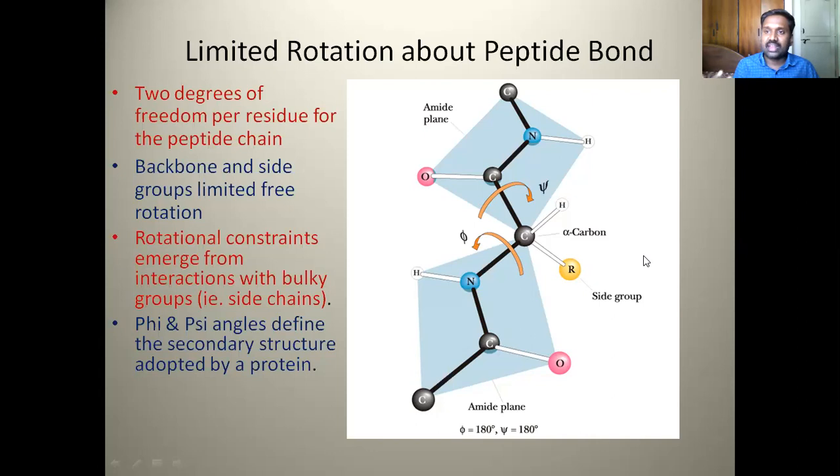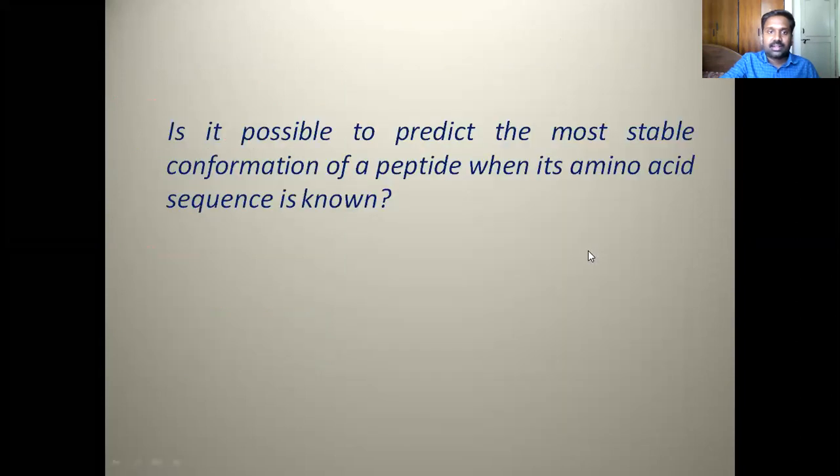What are the possible values of phi and psi in nature for natural peptides? What are the possibly allowed values of phi and psi? So now comes our question, at which I will just leave you. Next class, we are going to answer this question. Is it possible to predict the most stable conformation of a peptide when its primary sequence of amino acids is known?